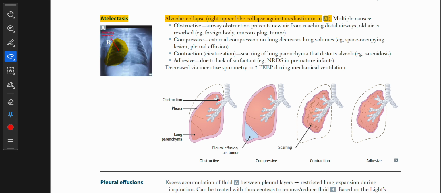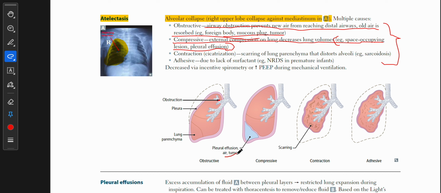So let's see. There are multiple causes. There can be obstructive cause, compressive cause, contraction cause, or adhesive cause. In obstructive cause, there is airway obstruction that prevents new air from reaching distal airways, so old air is resorbed. Examples: foreign body, mucus plug, or tumor can cause collapse, right? And then compressive, there is external compression on the lung, which decreases lung volume. Examples: space occupying lesion or pleural effusion. So external compression is there.